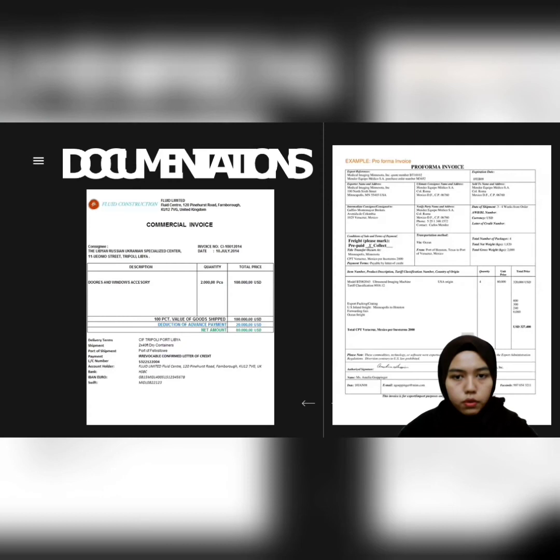So we move to the documentation of cargo. At the right side is the proforma invoice. A proforma invoice is a bill of sale that is issued to the customer before the work is finished. And the left side is the commercial invoice. A commercial invoice is a legal document issued by the seller to the buyer that serves as a contract or evidence between them.